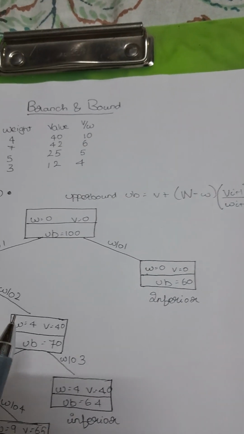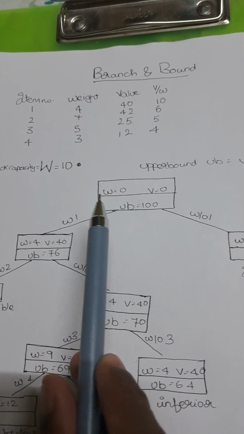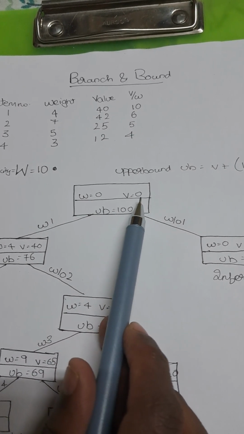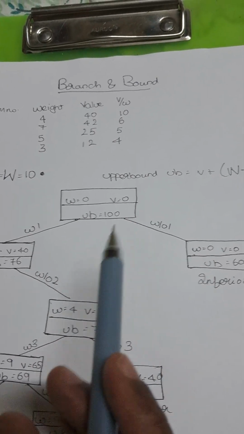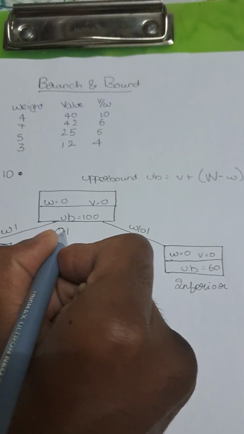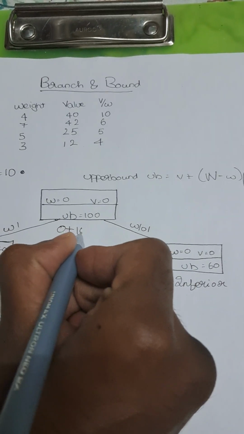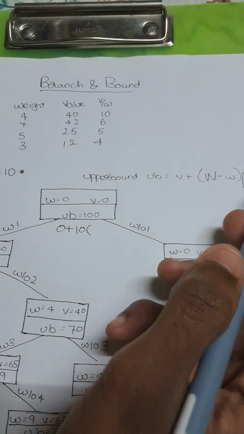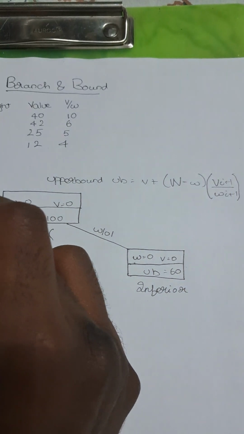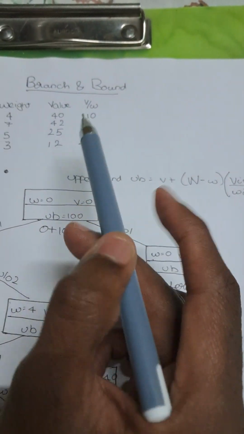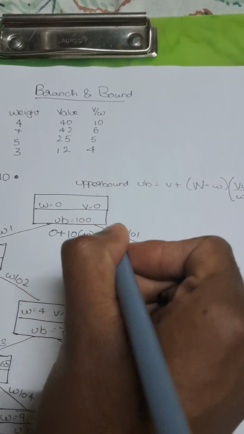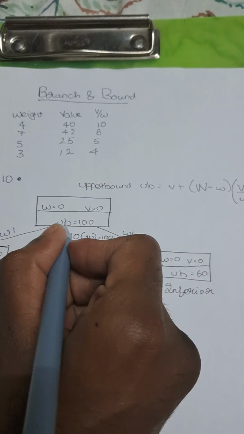So let's calculate it. First, we don't consider any item. So weight is 0 and value is 0 initially. We calculate the upper bound using the formula. So upper bound is value 0 plus 10 minus 0, which is 10, into V(i+1) by W(i+1), which means we have to consider the next item. So we consider item 1, which is 10 into 10. So it is 100. Upper bound is equal to 100.